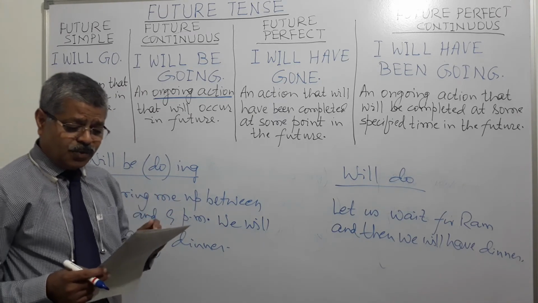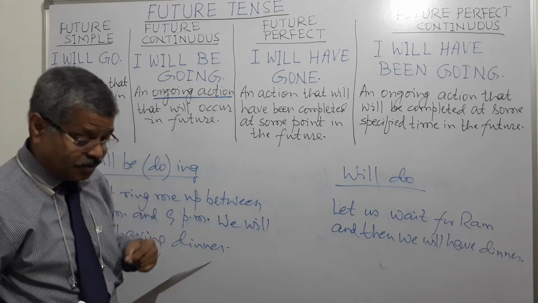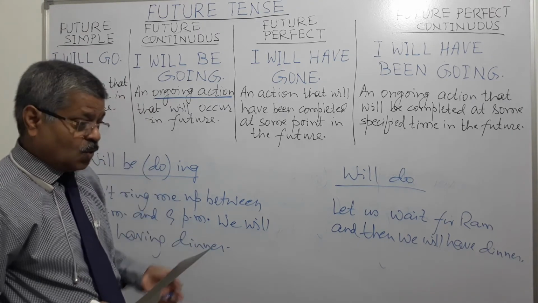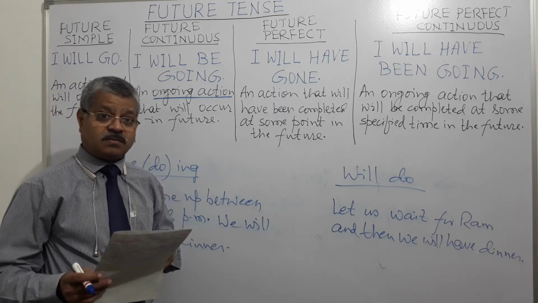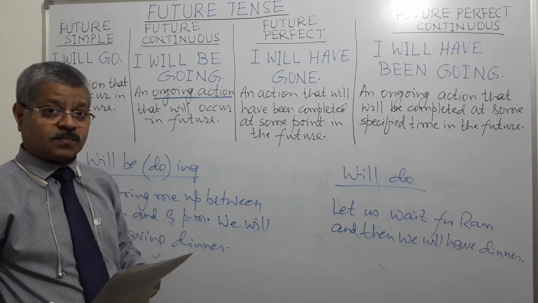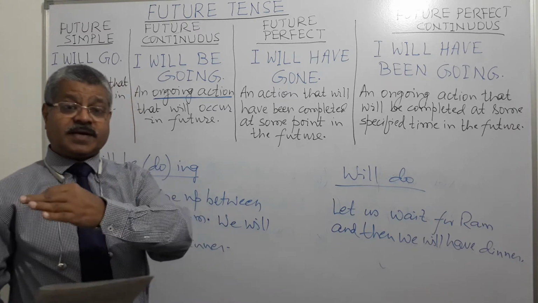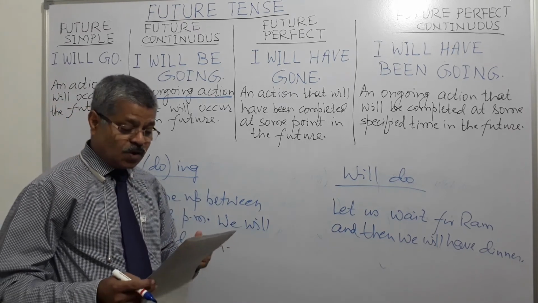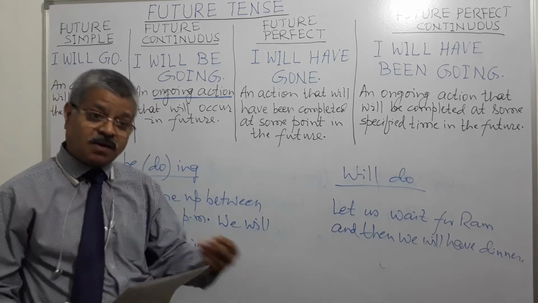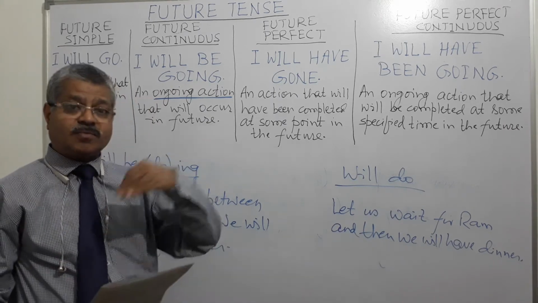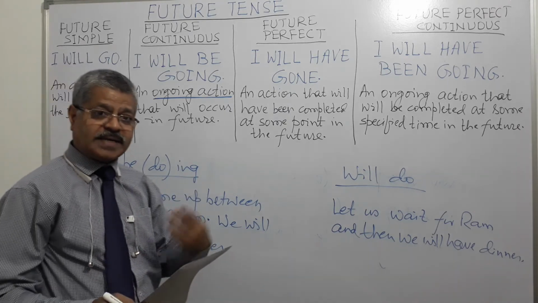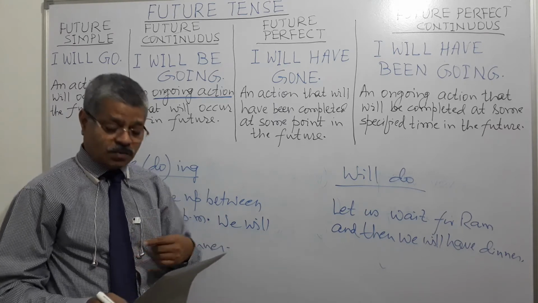We also use will be doing in a different way. What is the different way? To talk about complete actions in the future. Right? What time will you be arriving tomorrow? What time will your friends be arriving tomorrow? What time will your parents be arriving tomorrow? What is it talking about? A complete action in the future: the arrival of parents, the arrival of friends. And what tense? Future tense.